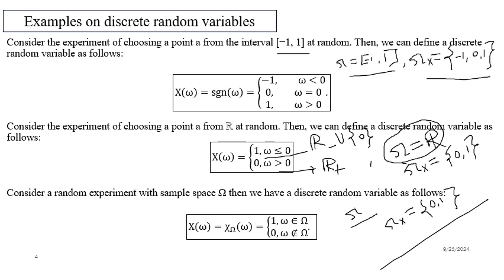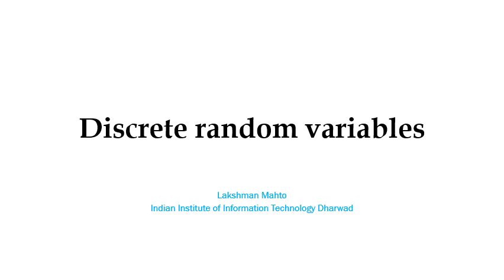Why discrete? All the omega x are discrete sets. This one is a discrete set, in short I will write D.S. This one is also a discrete set, and this one too. All these are discrete sets. So a discrete random variable is based on the discrete nature of the range of the random variable. We are trying to define a discrete random variable in a very detailed way.